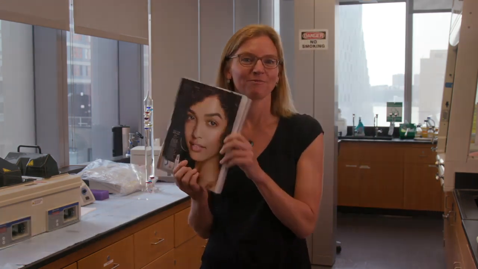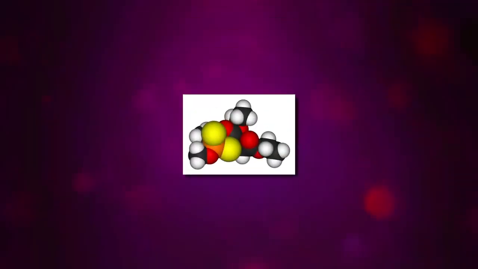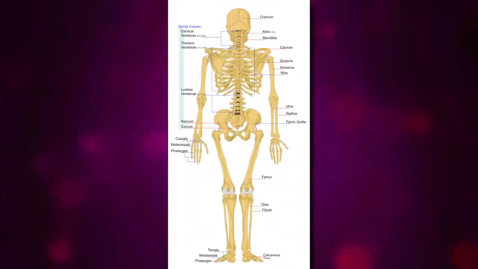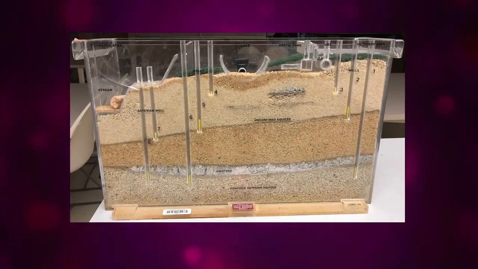This is a model. This is a model too. This? Yep, it's a model. The word model gets used a lot in many different contexts. Just within the context of science, models include a model of an atom or compound, an anatomical model of a human skeleton, a computer-based climate model, a physical model to simulate the flow of groundwater contaminants, and many more.